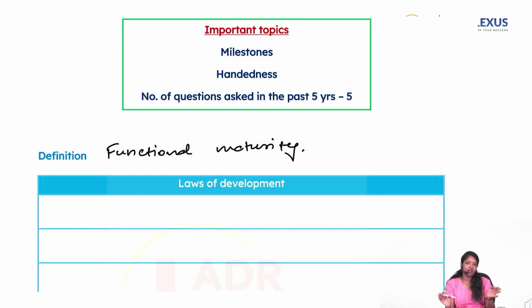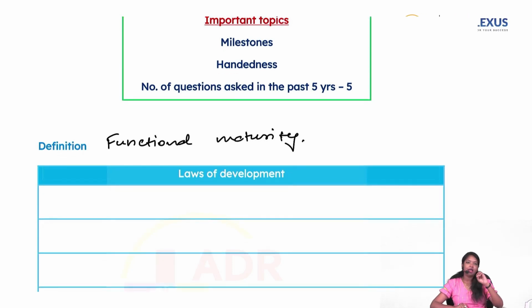What is happening in this 1 year? A baby who was totally accustomed to bed is now starting to walk after 1 year. What is happening? How did this happen? This is called development. So that is what we are going to see in development.